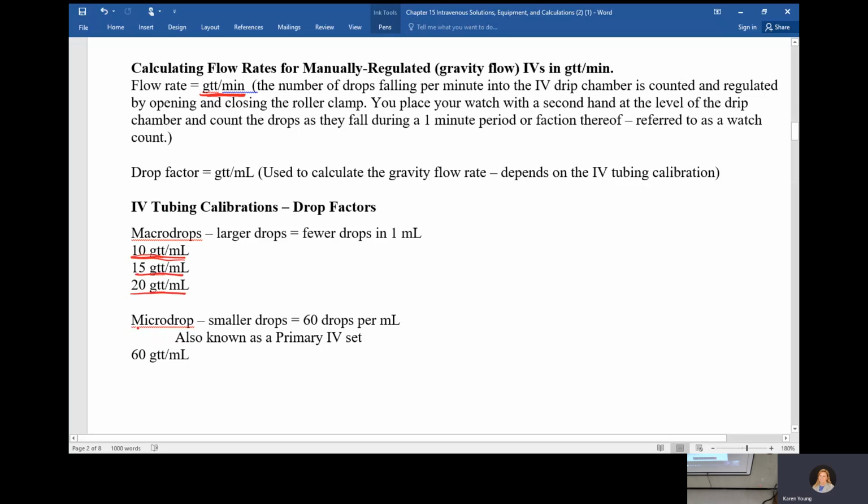We go down here, we've got our micro drop. These are smaller drops, they're 60 drops per milliliter. It's also known as a primary IV set. So sometimes the packaging will say primary IV, and it's the 60 drops per milliliter. It's also known as a micro drip. And when we work our problems in here, I will give you the drop factor, and I will give you the total milliliters.